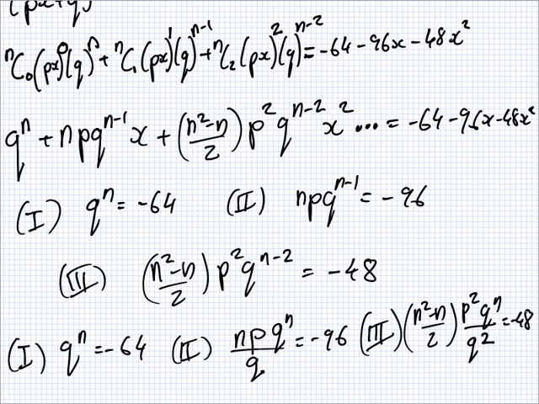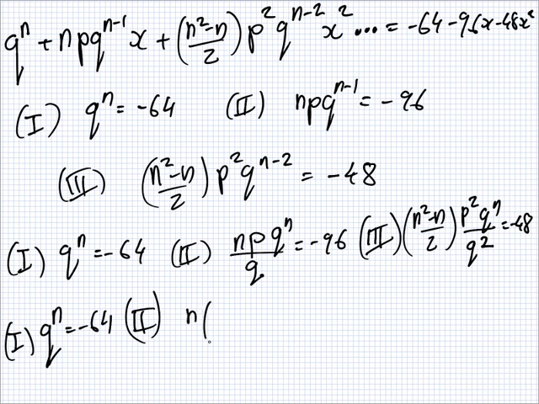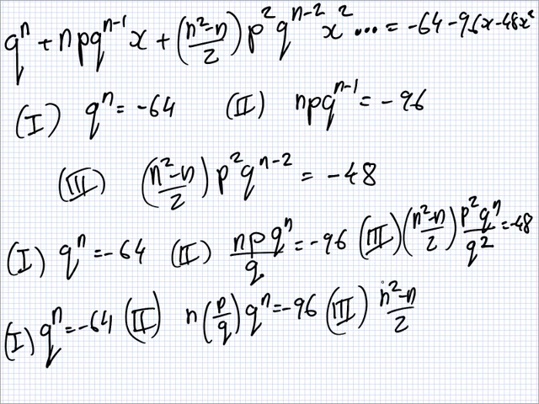Now there's something that you notice that's kind of in common with equation 2 and equation 3. In both of them you have a p over q. So let's clean them up again a little bit more. So equation 1, I'll keep it the same. Qn equals minus 64. Equation 2, I'll change it into n p over q, qn equals minus 96. And equation 3, I'll change that into n squared minus n over 2, p over q squared, qn equals minus 48.